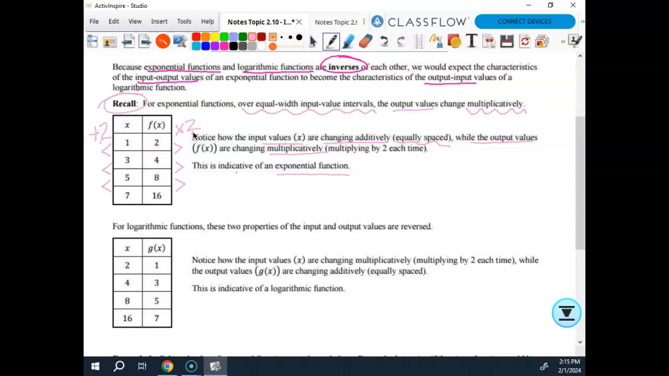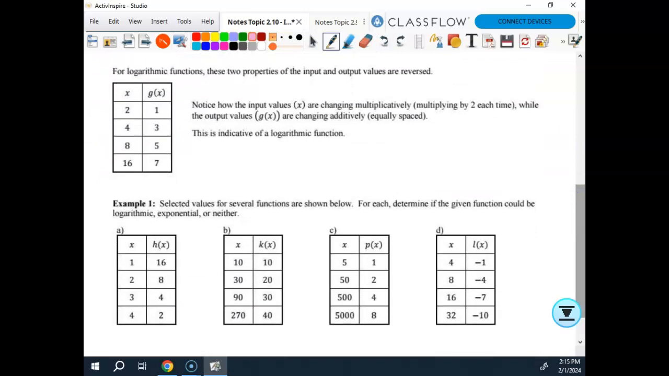Good question. Okay, so now let's look at logarithms. For logarithmic functions, the two properties of input and output are reversed because they're inverses. Here we notice the input values: are these equally spaced? No, right? But am I multiplying by the same number? Yes, these are changing multiplicatively. Again, we're multiplying by 2. That's all it means. While the output values are changing additively.